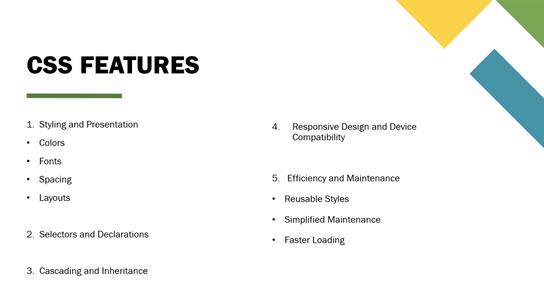The first one is styling and presenting. CSS controls the visual aspects of web pages. In styling and presenting, there are four parts. The first one is colors. This defines text, background, and border colors.